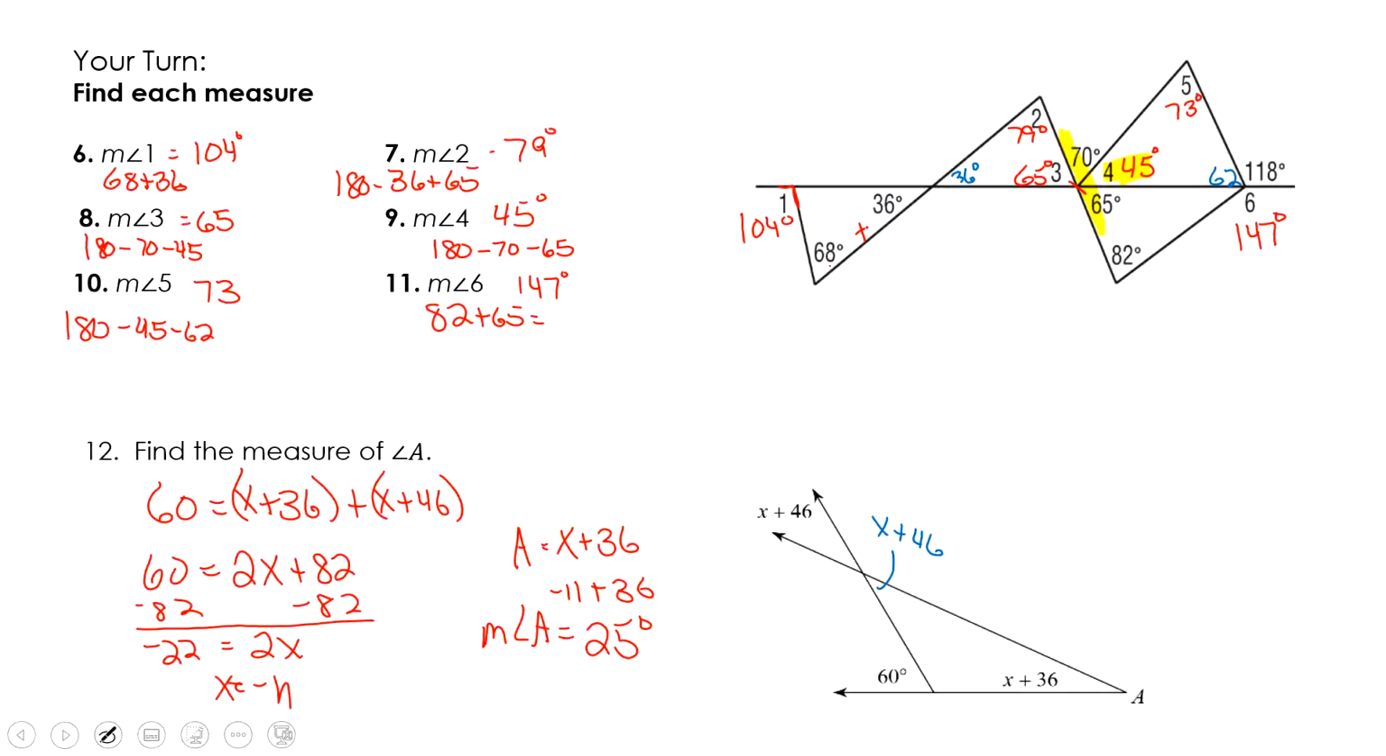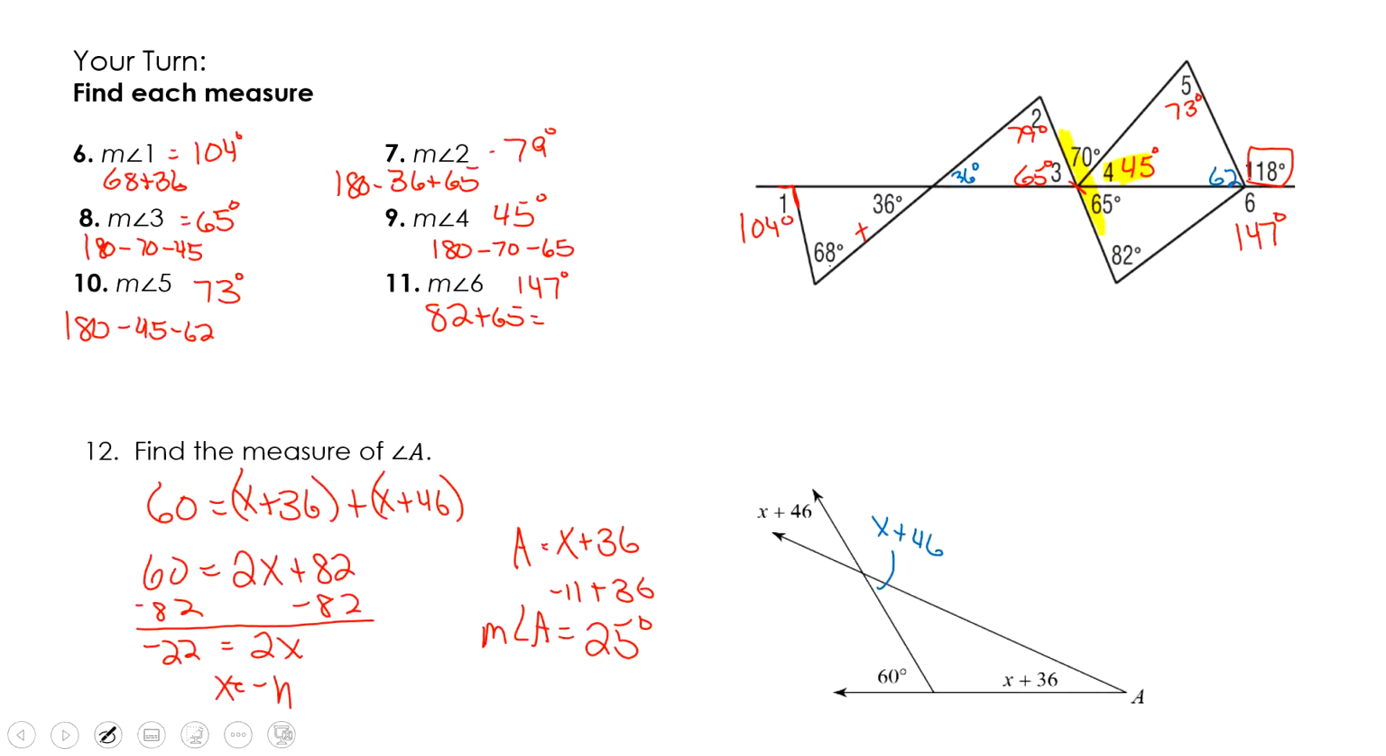Angle 3, like I said, was 65. It's the vertical angle, that 65-degree angle. Angle 4, where I started, was 45 because 70 plus 65 plus angle 4 had to equal 180. So that was just 180 minus 135, which is 45. That got me to angle 5, which I found was 73 degrees, because I have this exterior angle, which was 45 plus something. So 45 plus 73 is 118.